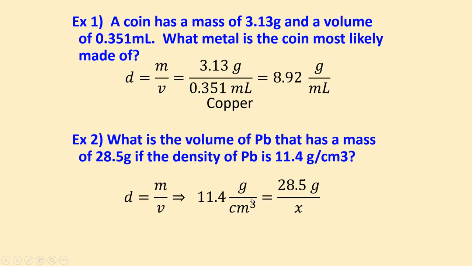So we have the density, that's 11.4 grams per cubic centimeter. They gave us the mass, which is 28.5 grams, and we're solving for the volume. So to solve this, I'm going to put the 11.4 over 1, and that's going to allow us to cross multiply. So I get 11.4x equals 28.5, and then divide by the 11.4 to get your x. And so x comes out to be 2.50 milliliters.